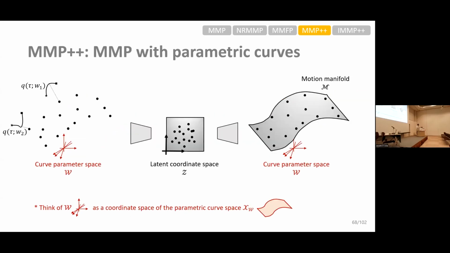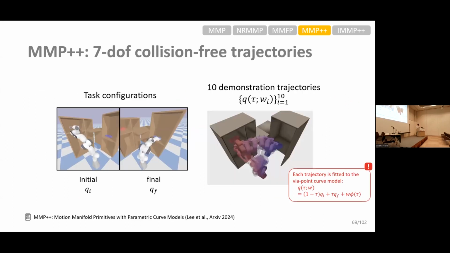To learn this motion manifold, we can apply an autoencoder framework again, or MMP, to the curve parameter space. You can think of W now just informally as a coordinate space of the parametric curve space X_W, as noted. And here's an example result. As shown on the left, consider a 7-DOF robot arm that needs to move from the initial joint configuration to the final configuration without colliding with the bookshelf. We provide 10 demonstration collision-free trajectories, as shown on the right. And note that each trajectory is fitted to the via point curve model.